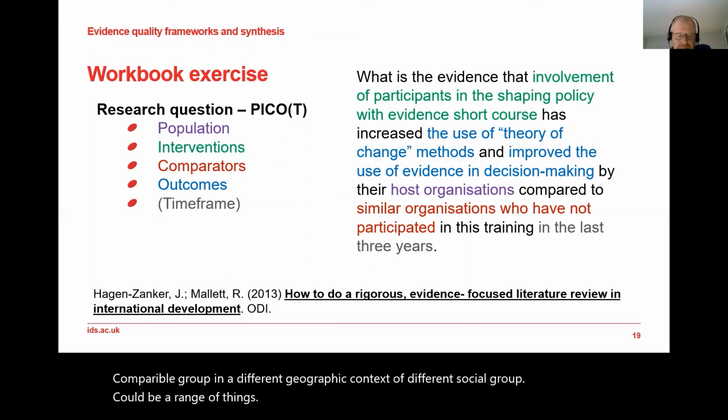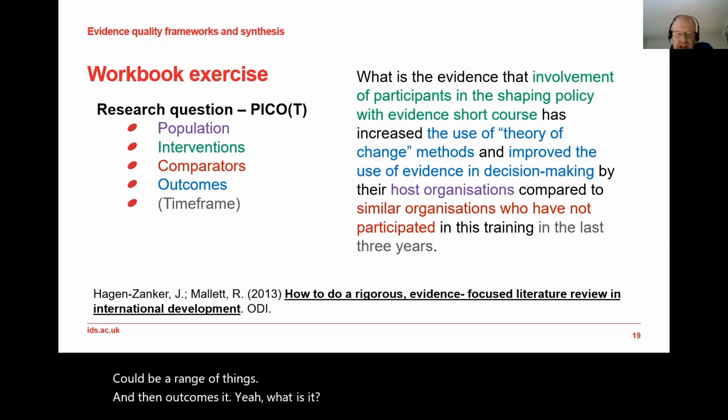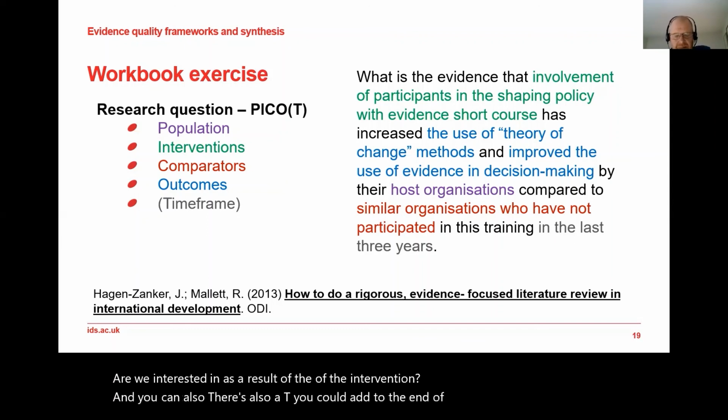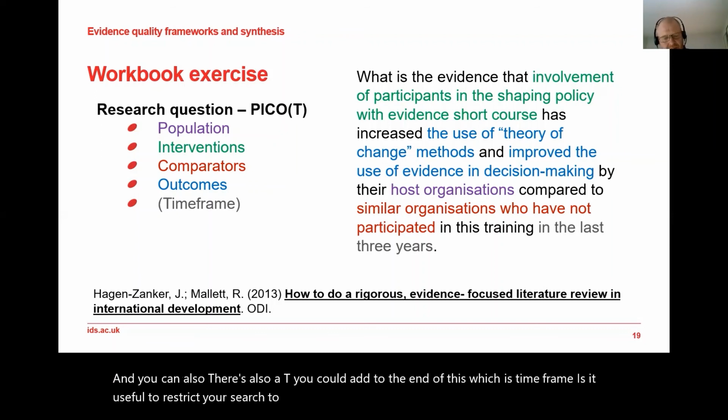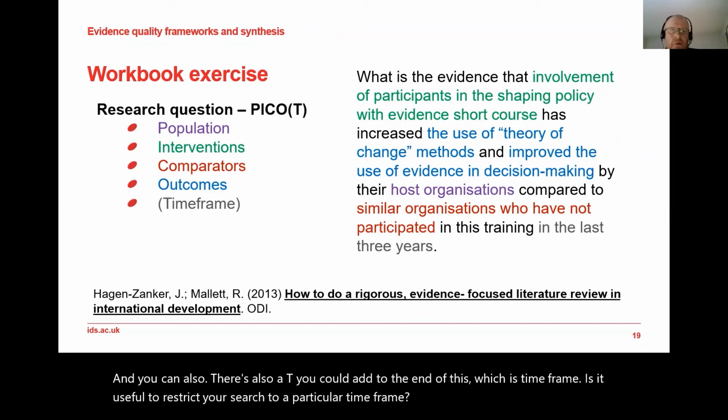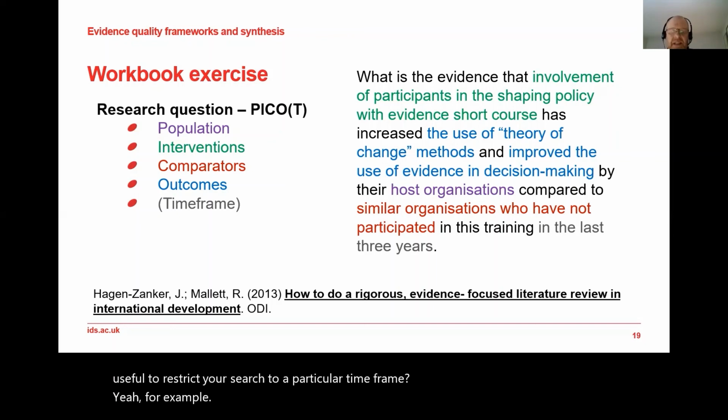And then outcomes are, which outcome or set of outcomes are we interested in as a result of the intervention? And there's also a T you could add to the end of this, which is time frame. Is it useful to restrict your search to a particular time frame? For example, the time that's elapsed since a particular policy came into force.